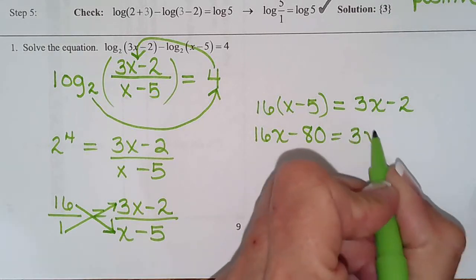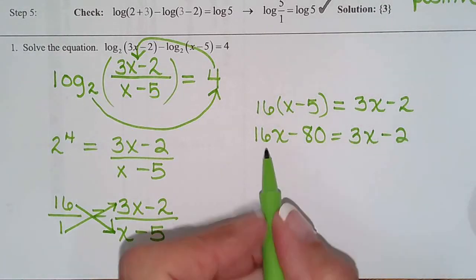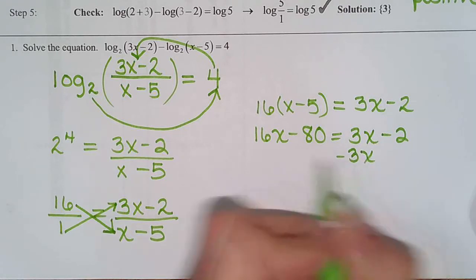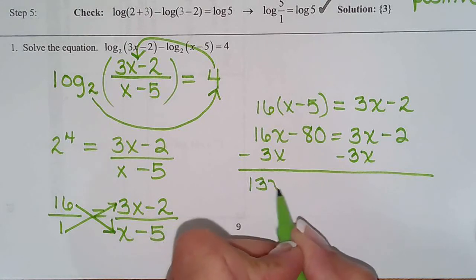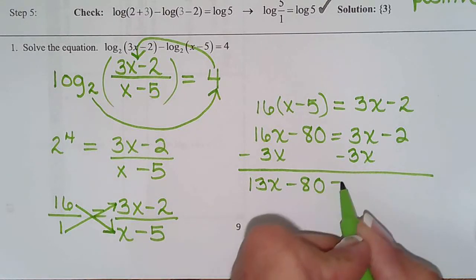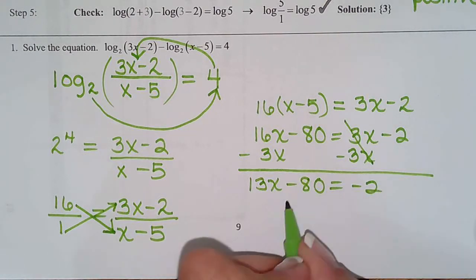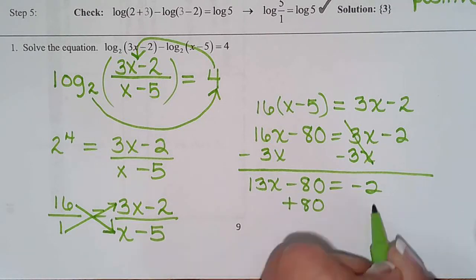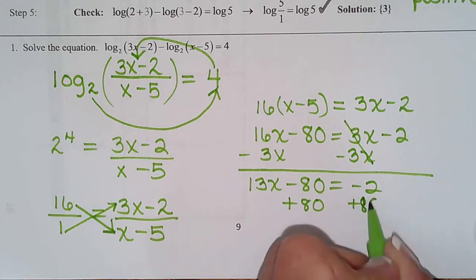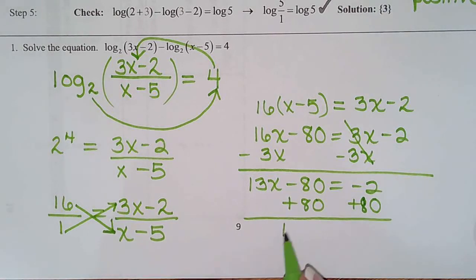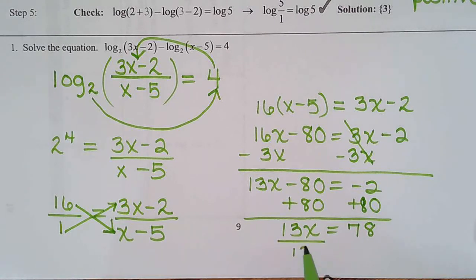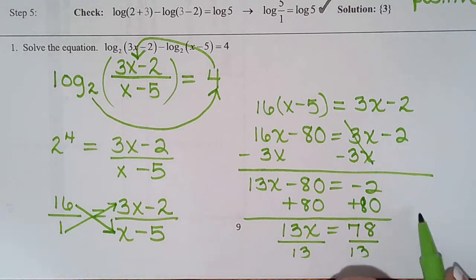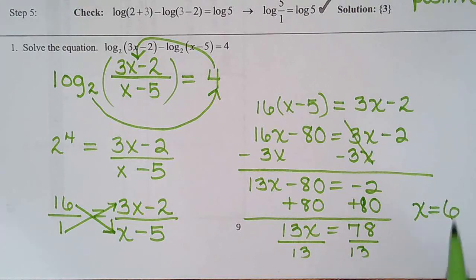equals 3x minus 2. We want all of our x's on the left, so subtract 3x, subtract 3x. We get 13x minus 80 equals negative 2. Then add your 80 over, add your 80 over, and you get 13x equals 78. Divide by 13, divide by 13, that gives us x equals 6. I think 18, yep, 6.